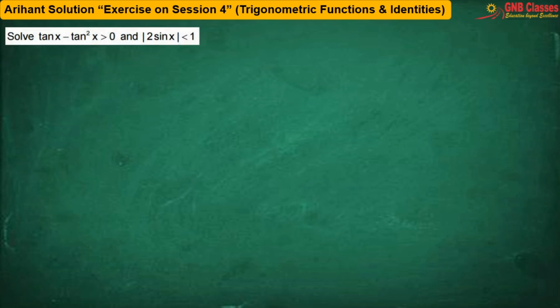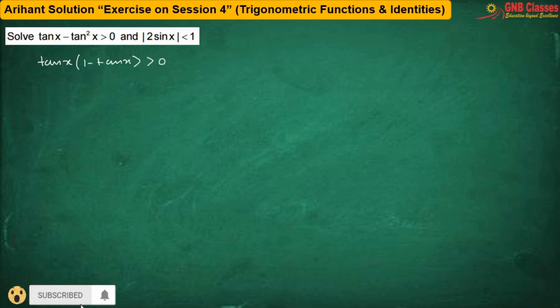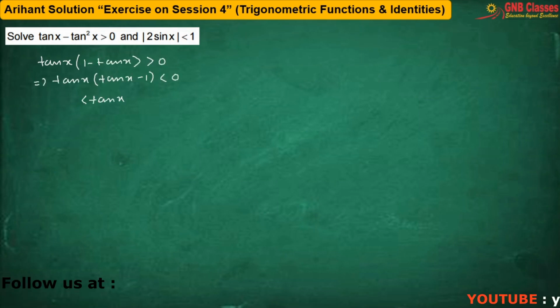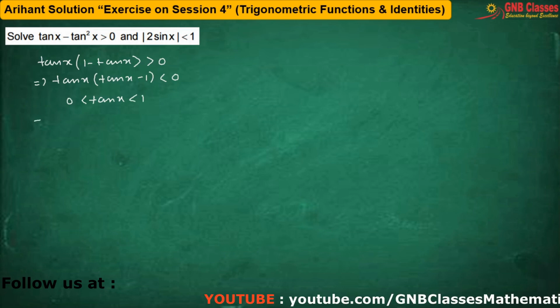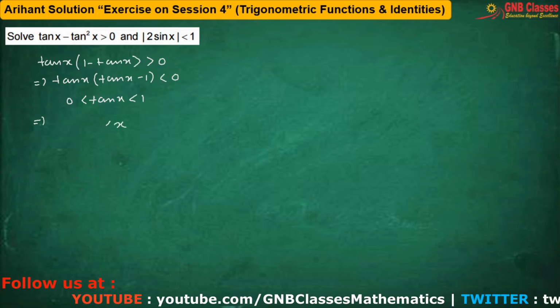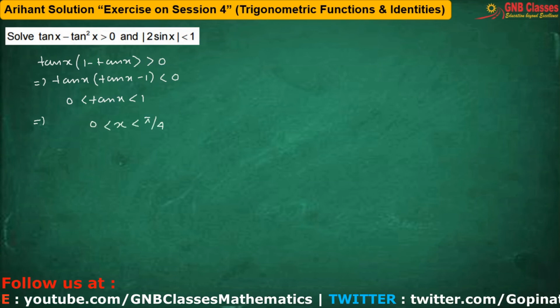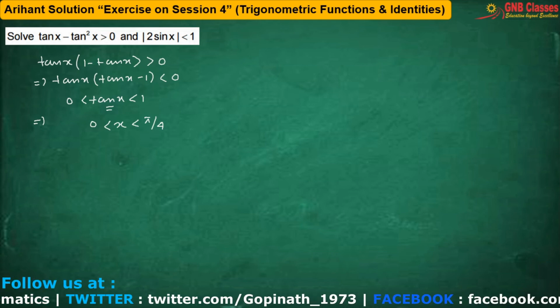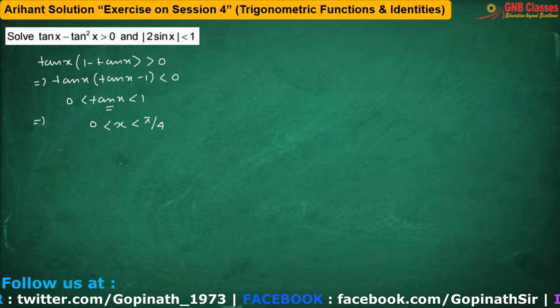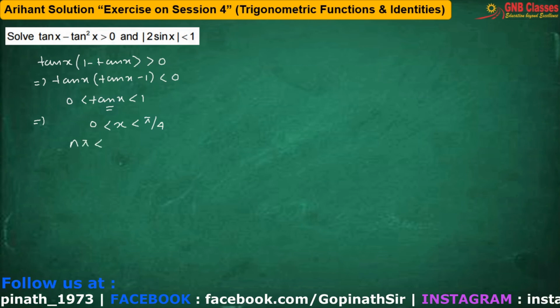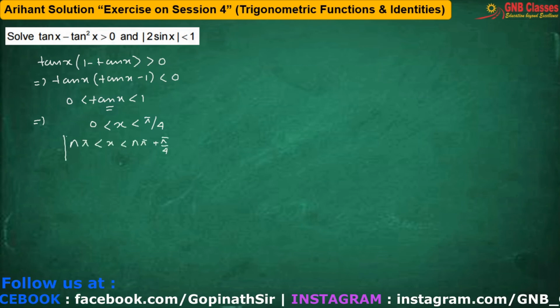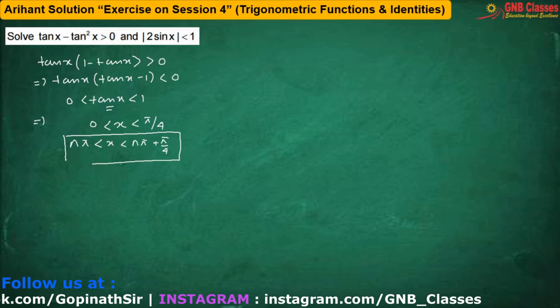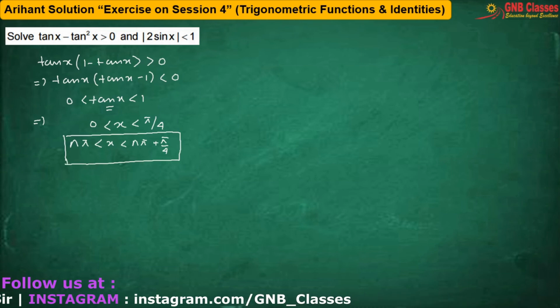Here we have been given that... implies, therefore tan x is lying between 0 and 1. That implies x is lying from 0 to pi by 4. Now the period of tan x is pi. Therefore, adding n pi on all sides we get... So this is the general solution that we got from the first inequation.